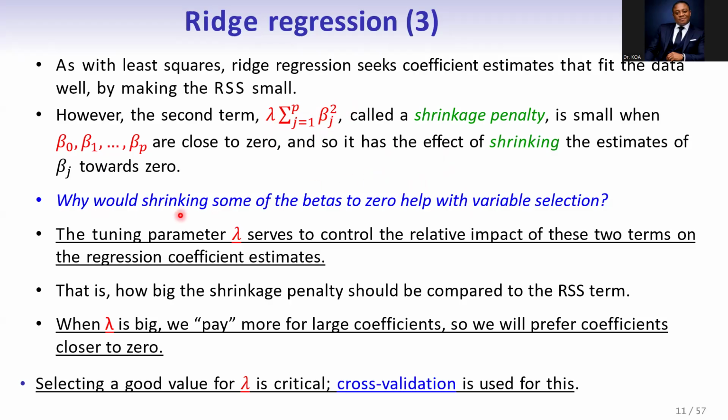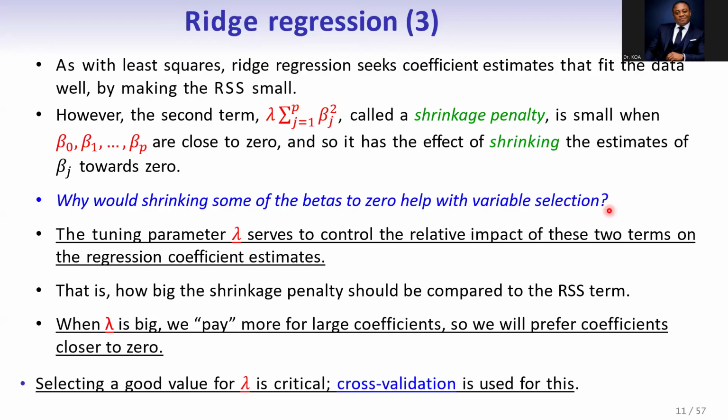Now, why would you want to shrink some of the betas towards zero? It will help you in variable selection. It will help you to know which variables are good and which variables are useless, because there are so many useless variables. If you understand this, you can use it to determine useless things among useful things.